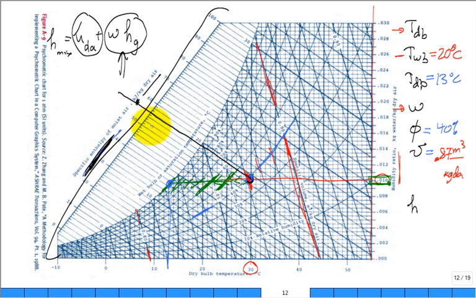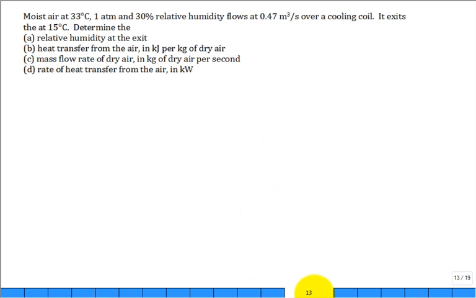Looks like it's around 56 kilojoules per kilogram of dry air. You ready to solve a problem using the psychrometric chart? I think this problem: moist air at 30 degrees C and 1 atm and 30% relative humidity, with this volumetric flow rate, flows over a cooling coil. It exits at a temperature of 15 degrees C.